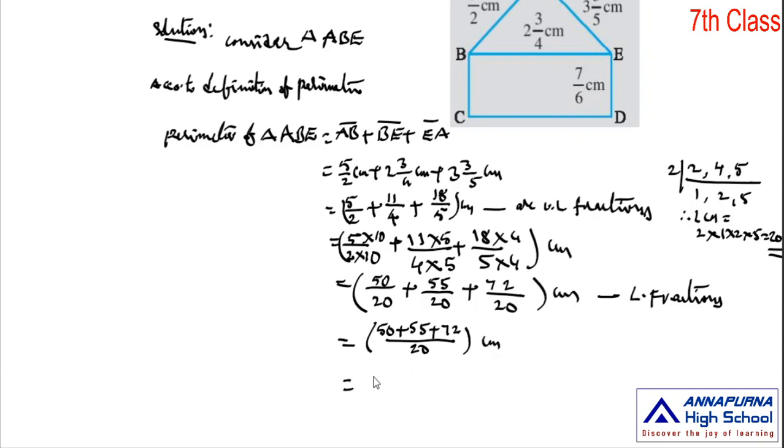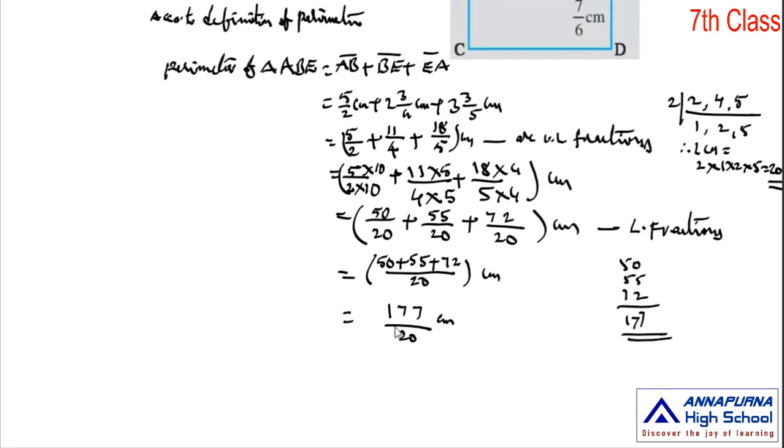centimeters. So 50 plus 55, how much? 105. 105 plus 72, which is equal to 177. You add here 50 plus 55 plus 72. 0 plus 5 plus 2 is 7, 10, 70. 177 by 20 centimeters.